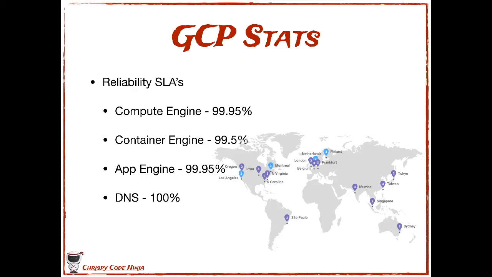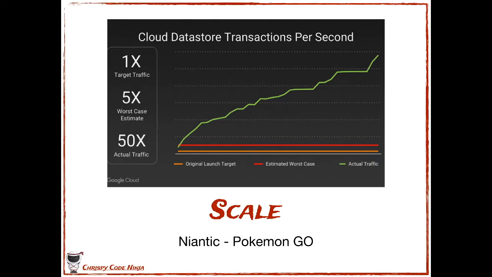So that's really great. In terms of scale, this was an example that Google shared at the Google Next conference, and this is for Pokemon Go. What you're seeing here is the bottom line, the orange line that's going straight across. That was the original launch target. The estimated worst case was 5 times that, the straight across red line that you see. And the green line going up and to the right, that spike, that was the actual traffic.